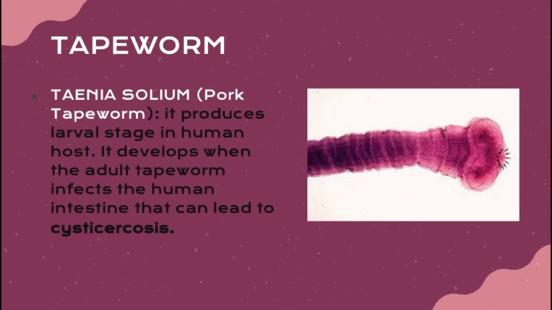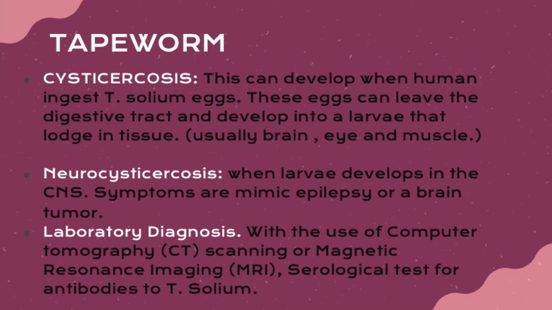Then, Taenia solium, also known as the pork tapeworm, it produces a larval stage in the human host. It develops when the adult tapeworm infects the human intestine, which can lead to cysticercosis. People get cysticercosis when they swallow T. solium eggs, and kung may naiwan doon na egg sa kanilang digestive tract, it will develop into larvae that lodge in the tissue, usually sa ating brain, eye, and muscle.